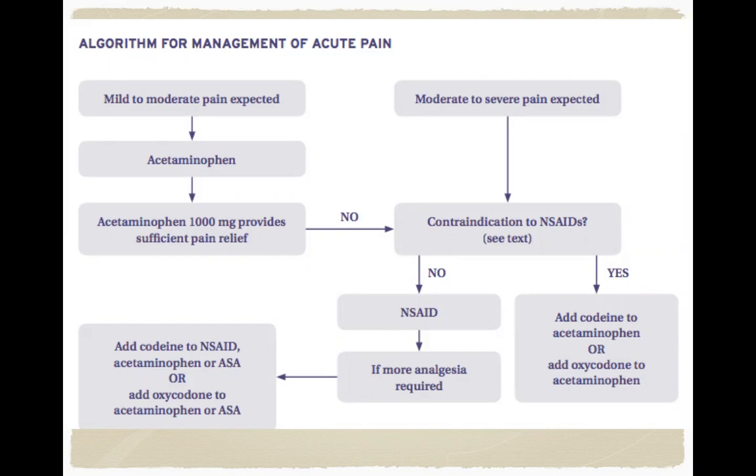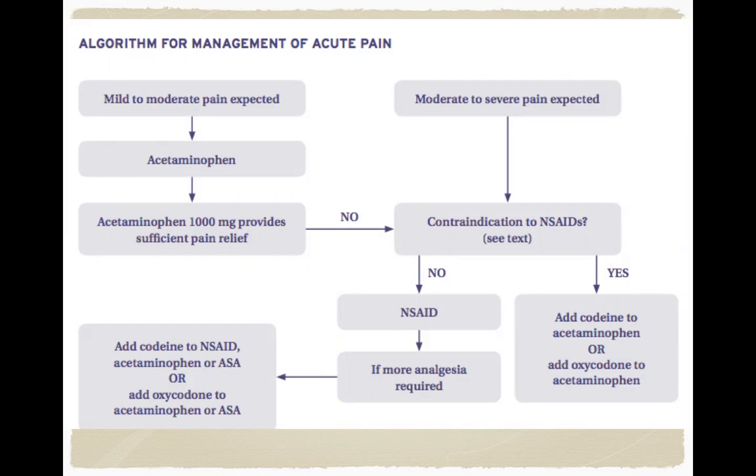One thing to remember is if NSAIDs are contraindicated, so if the patient has an allergy, or they have a history of gastric bleeding issues, or they have severe asthma, NSAIDs would be contraindicated. So in that case, to the acetaminophen, you could add 15 to 30 milligrams of codeine every 4 to 6 hours PRN pain.